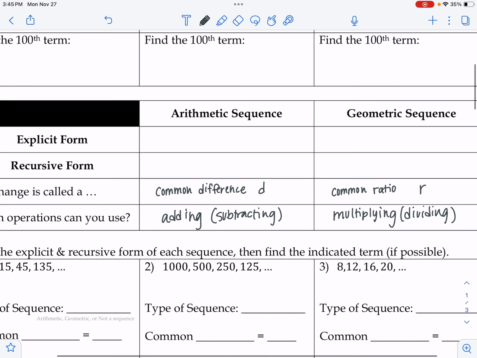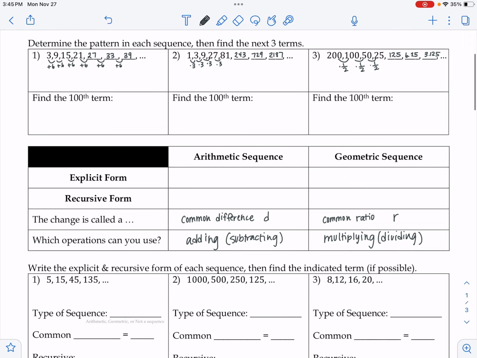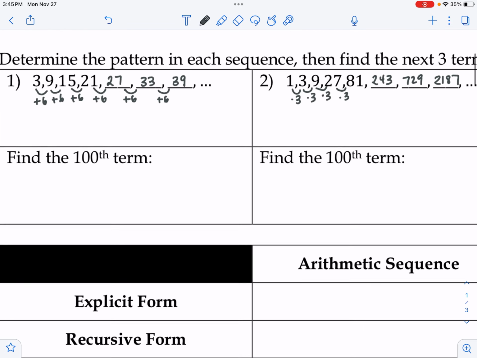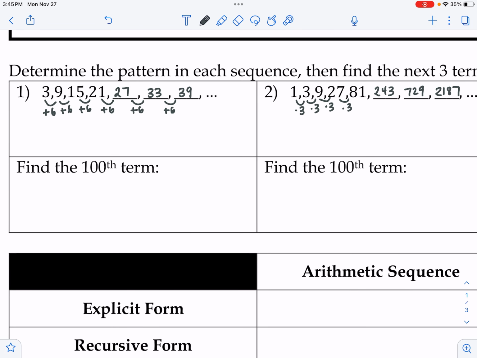Okay, and so when we are trying to find the 100th term, for example, on number 1, we could add 6, add 6, add 6. We'd be here a long time to try to find the 100th term. And so what we try to do is find a formula to help us do that.